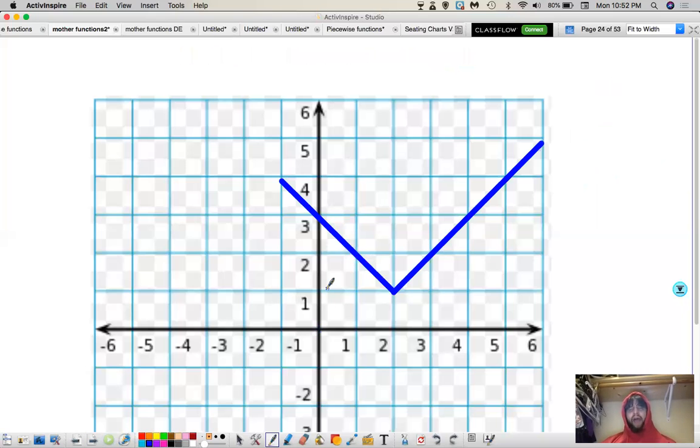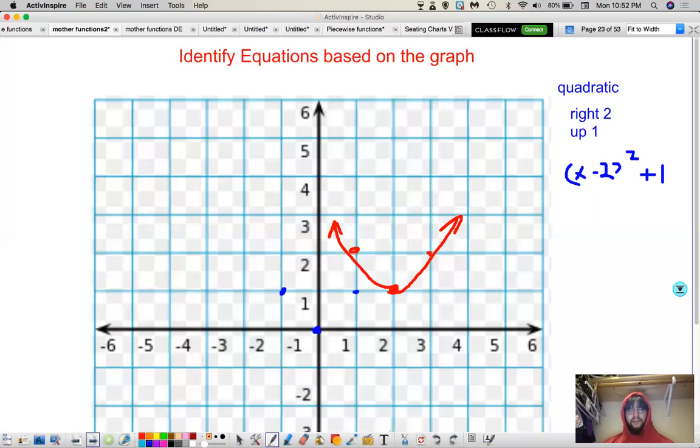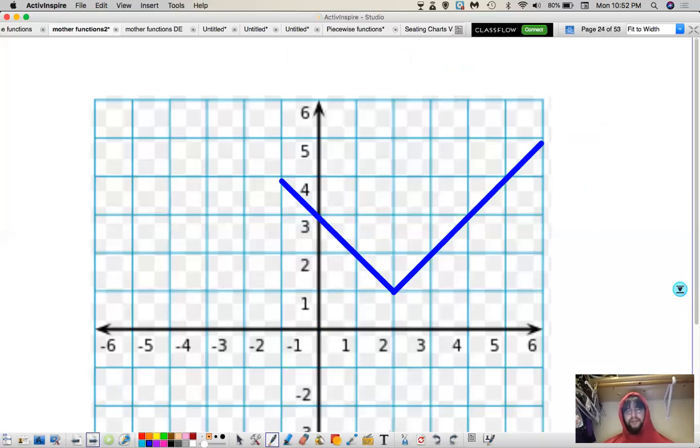Here we got an absolute value mother function. We went right to it. Hey, it's not interesting. Let's see, do we have different? We don't. Oh well. Absolute value, right 2, up 1. Looks like this, right 2, up 1.